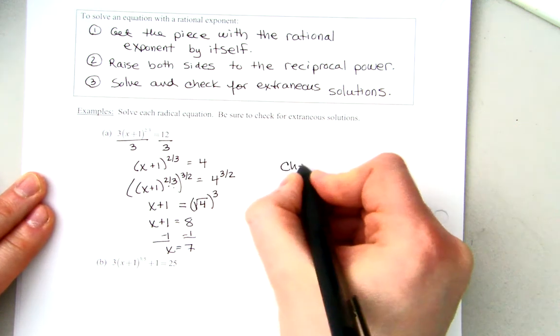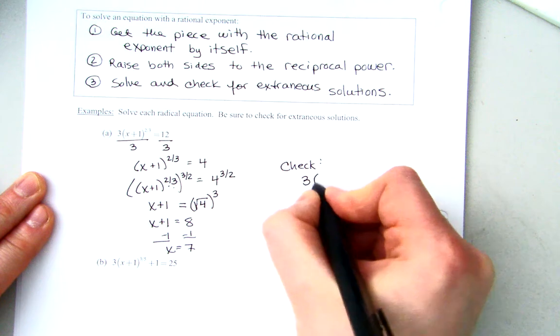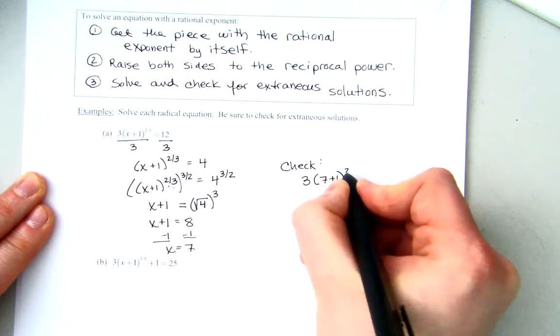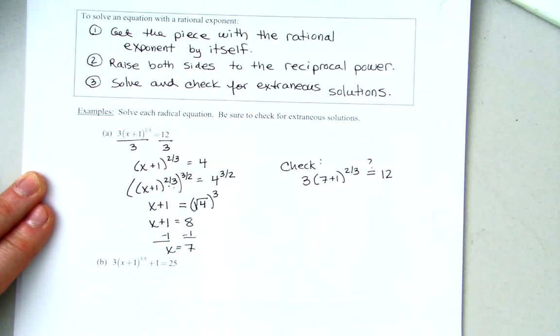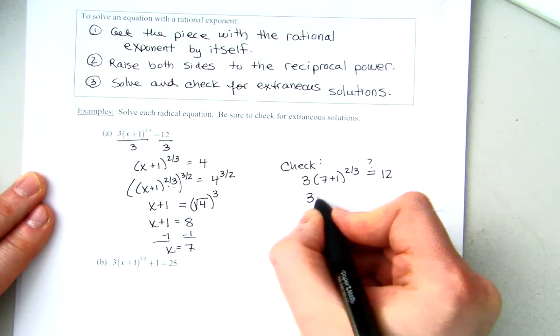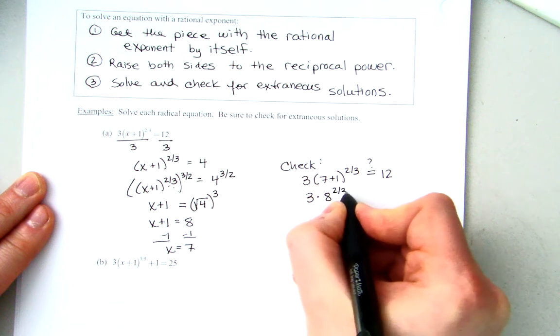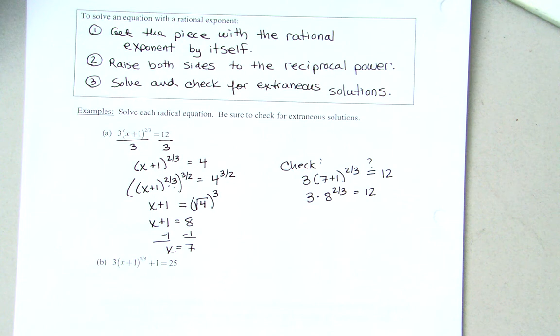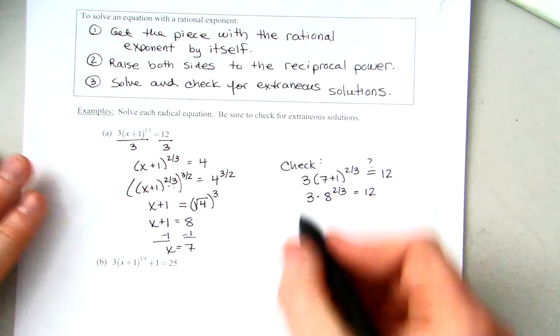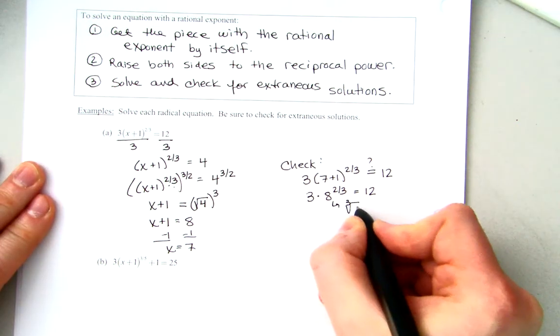We need to check, and we need to do 3 times 7 plus 1 to the 2/3 maybe equals 12. Well, 7 plus 1 is 8, so 3 times 8 to the 2/3. No, so the plugging in check truly is just plug it in and then order of operations. You're thinking solving work, which is different. 8 to the 2/3. Cube root of 8 is 2. Squared gives us 4. Write that out if you need to.